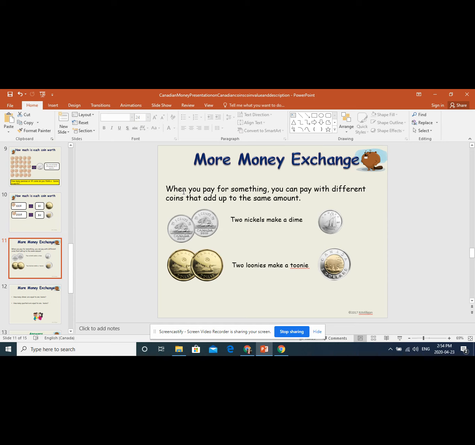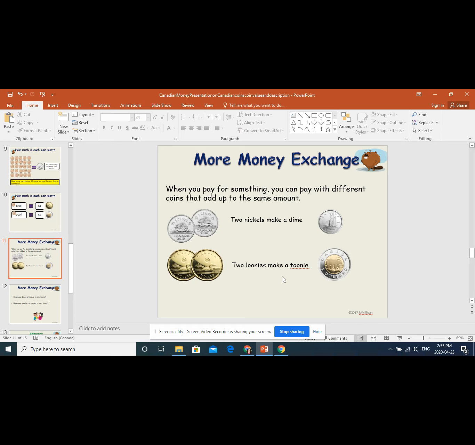All right. Now, here it says when you pay for something, like if you're at a store, grocery shopping, or at the mall, you can pay with different coins that add up to the same amount. So, if something costs 10 cents, you have different ways that you can pay for that item. In this case, you could use 2 nickels because 5 cents plus 5 cents equals 10 cents, or you could use a dime because a dime is also worth 10 cents. Now, if we still had pennies, you could also use 10 pennies to pay for something that costs 10 cents.